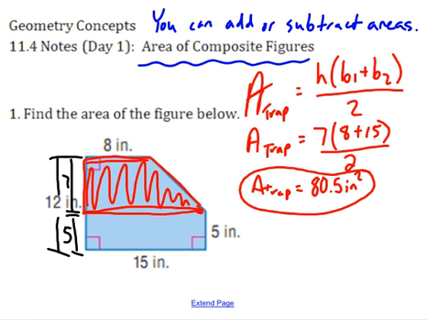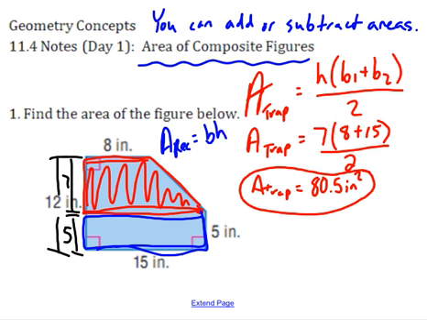Then we also have this rectangle on the bottom, which I could do in blue. This is a rectangle, all the lines are straight. You should know area of rectangles is base times height. Rectangles are technically parallelograms, so it's just base times height. I would argue the base is 15 and this height over here is 5. So the area of the rectangle is going to be 75 inches squared.